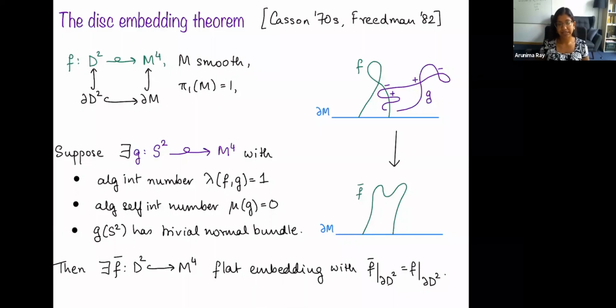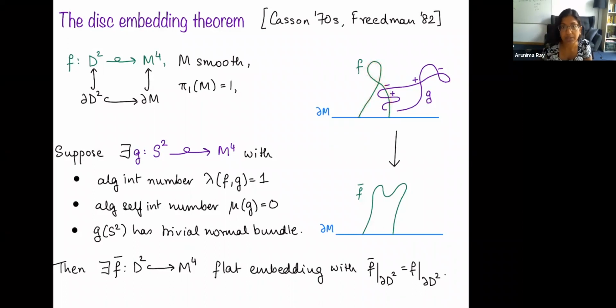Hi again. Here on your screen, you see this preliminary version of the disk embedding theorem that we've already talked about. The precise text is there, but let me remind you what the statement says using these pictures on the right. We started off with a smooth, simply connected four-manifold M, and here I have a proper immersion of a disk F, which is given here in green.